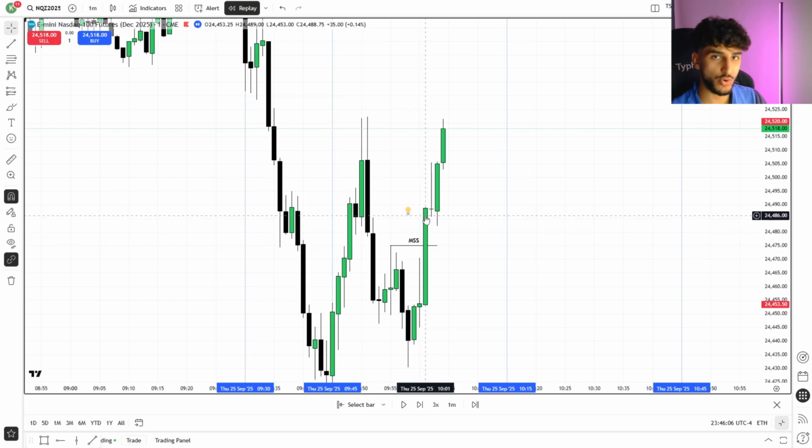And why is it also called a displacement? Because it is a strong closure above that swing high right here with a demanding force to the upside. Now, this technically indicates to me that price is willing to seek higher prices.